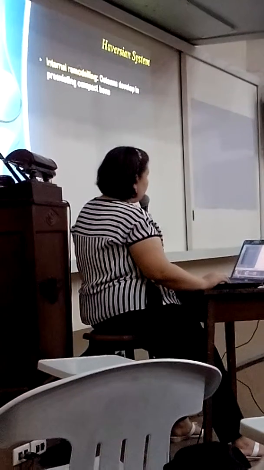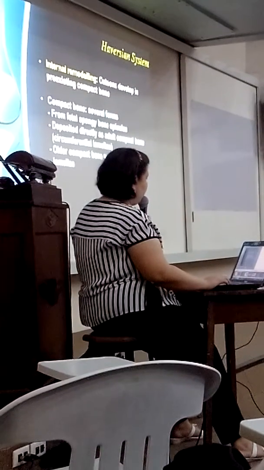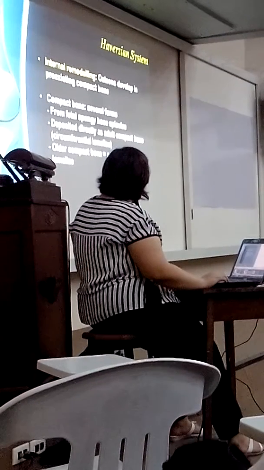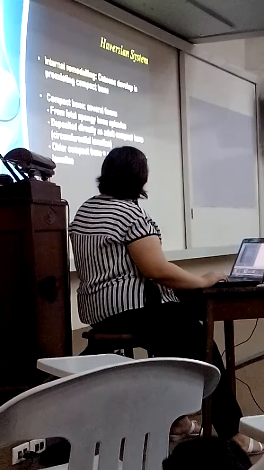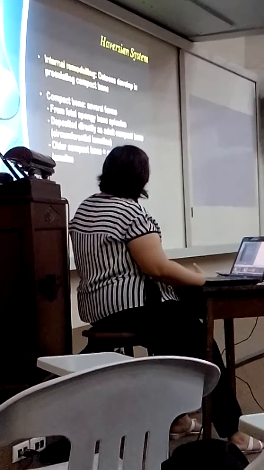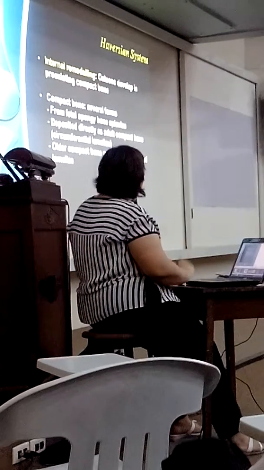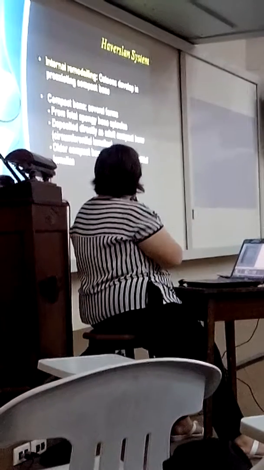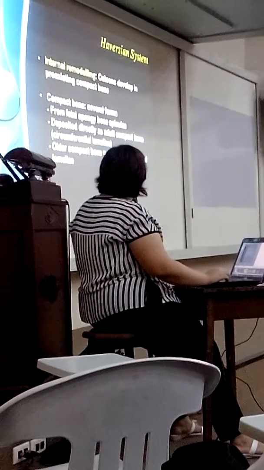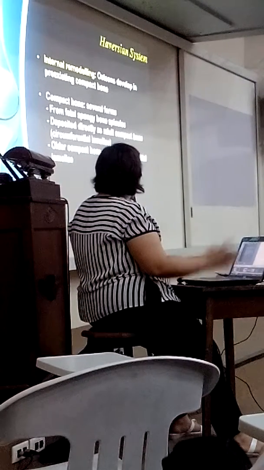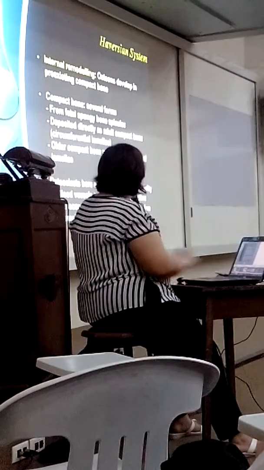So let's talk about the Haversian system. This is already for the internal remodeling. Osteons develop in pre-existing compact bone. Compact bone actually has several forms. From fetal spongy bone spicules, they may form compact bone, or through direct deposition onto the adult compact bone. This is when we have the circumferential lamellae as a product. Then the older compact bone would comprise osteons and added interstitial lamellae.